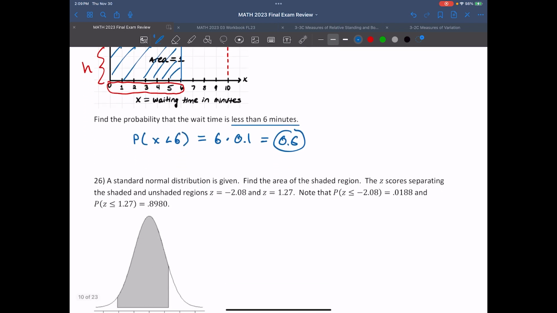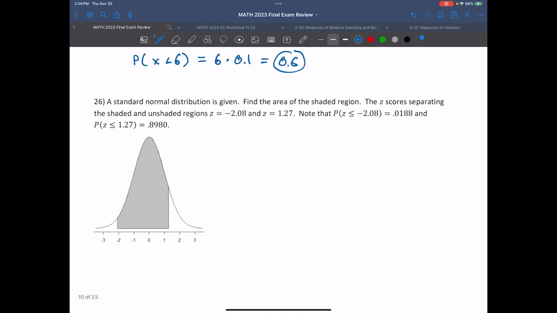Now we're going to possibly need the table. Read the question carefully to decide if that's true. A standard normal distribution is given, and we need to find the area of the shaded region. The z-score separating the shaded and unshaded regions is z equal to 0.28. So this is one of our z-scores. And then the upper z-score is right here.